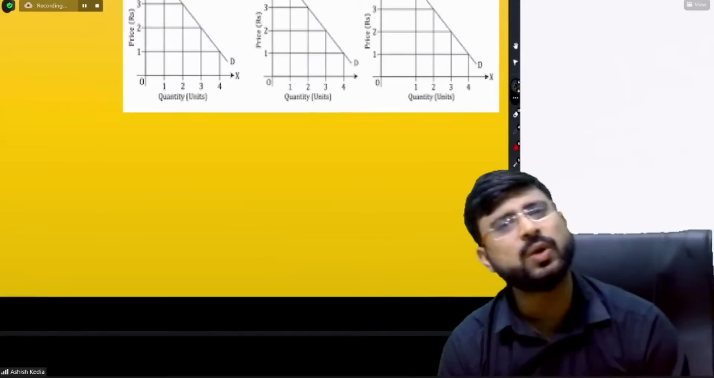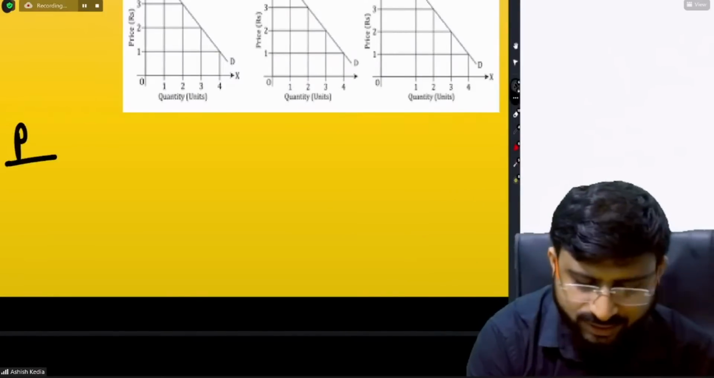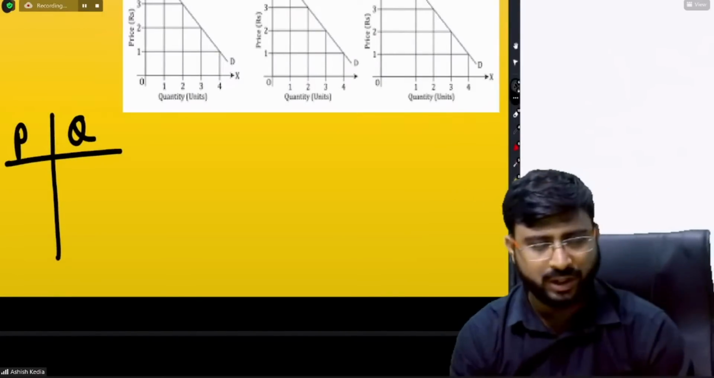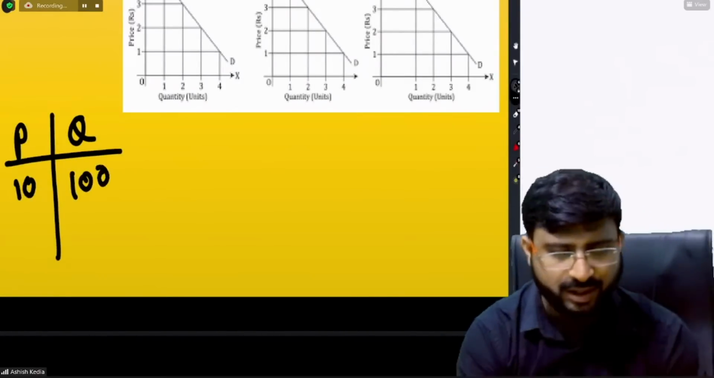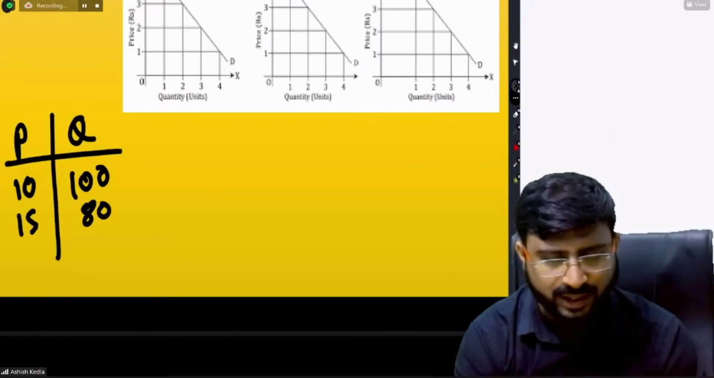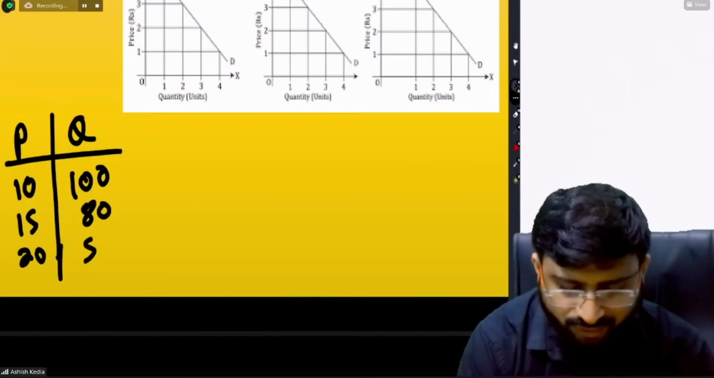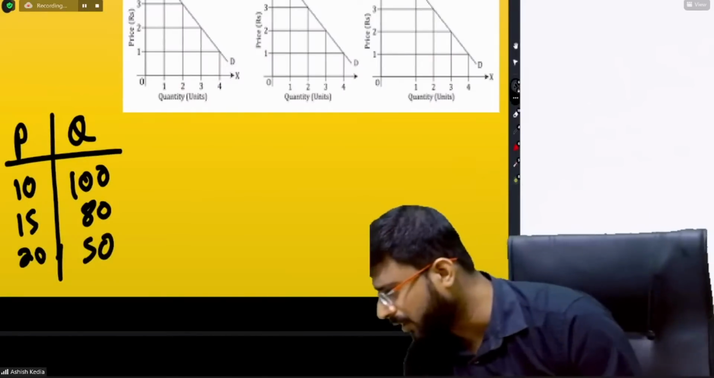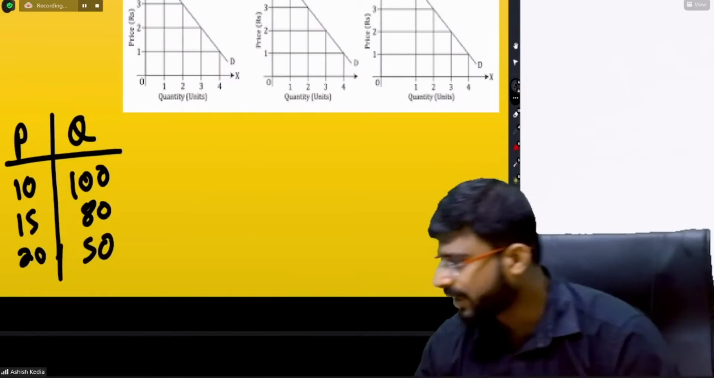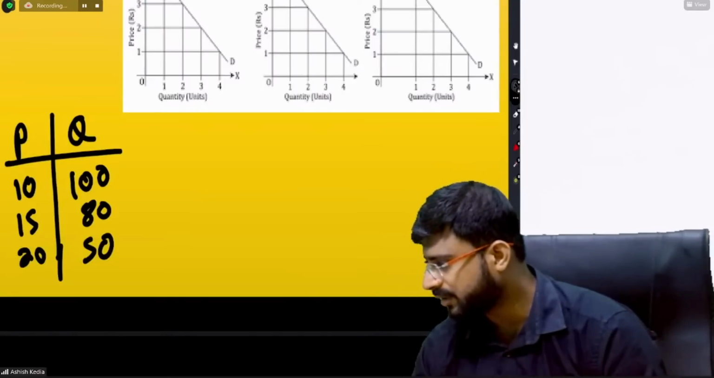Suppose I make an individual demand curve, something like this. Price, quantity, okay? Price is 10, quantity is 100. Price is 15, quantity is 80. Price is 20, quantity is, let's say, 50 units. Let's say, for example. All right. Now pay attention, everyone.